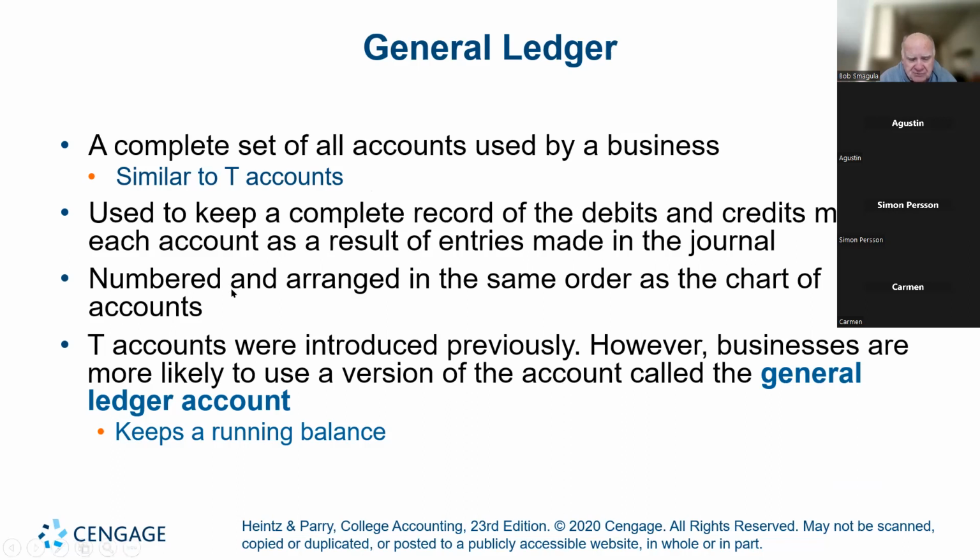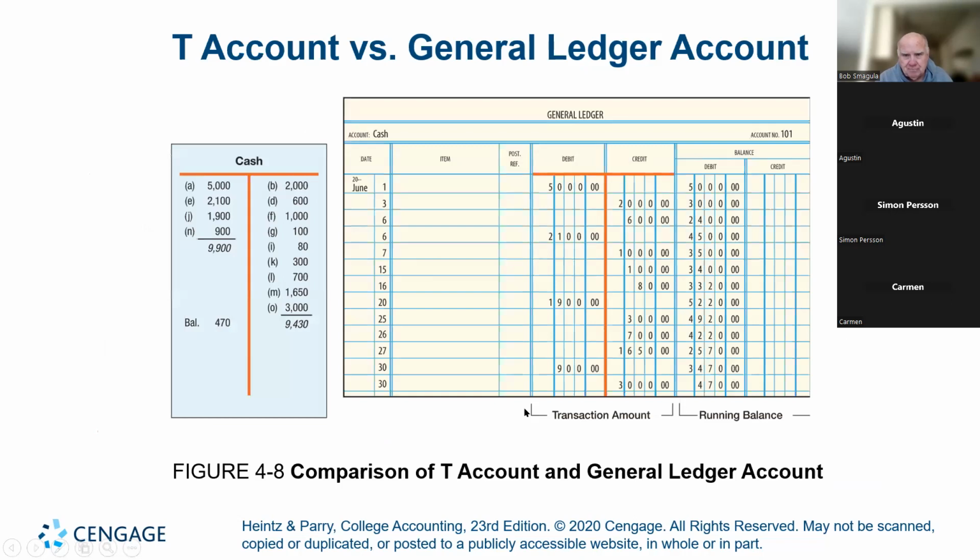And the ledger goes in the same order as the chart of accounts. Start with cash, accounts receivable, then liabilities, equity, revenues, expenses. T accounts were introduced previously. However, businesses will use the general ledger account, which keeps a running balance.